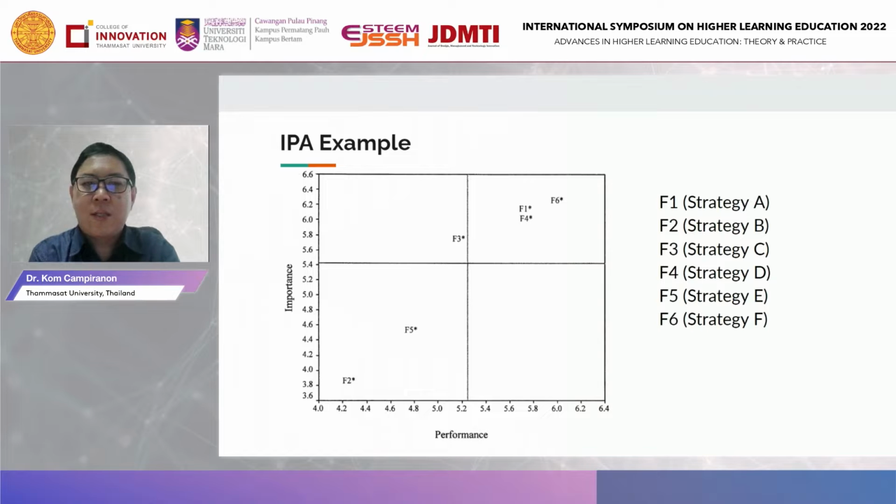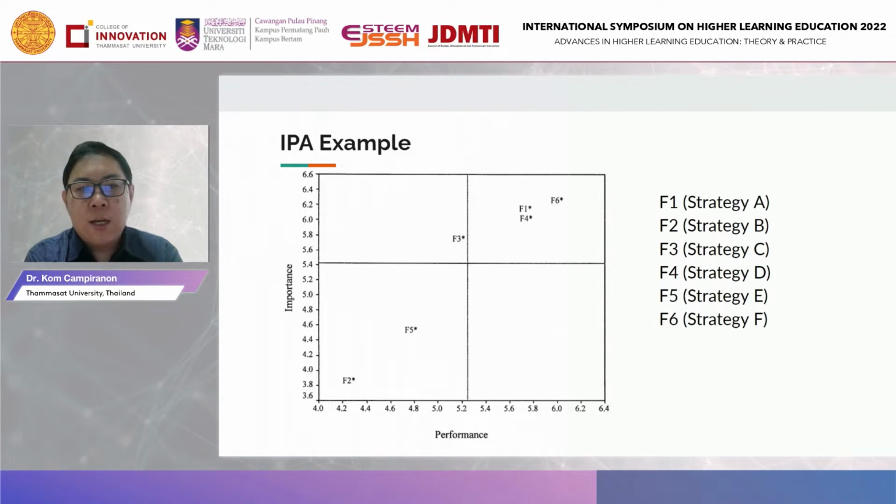Okay, so the thing that we don't have to do anything about, just keep doing the same thing, is on the top right corner. So F1, F4, F6, that means these 3 strategies have a high importance, but also we have a high performance. So we're doing well, right? And customers think it's important. So we have to keep doing that, right? Continue doing that. Now, the last one is on the lower left corner.